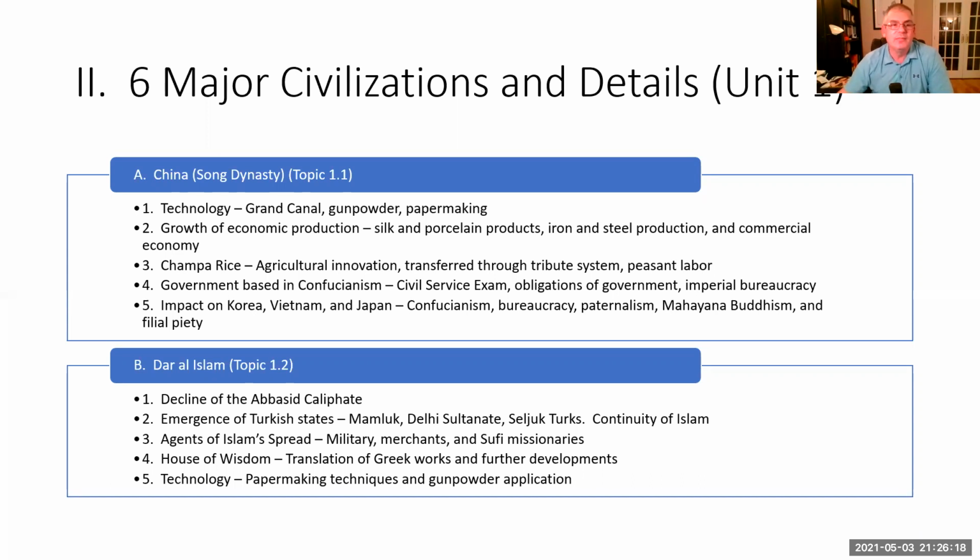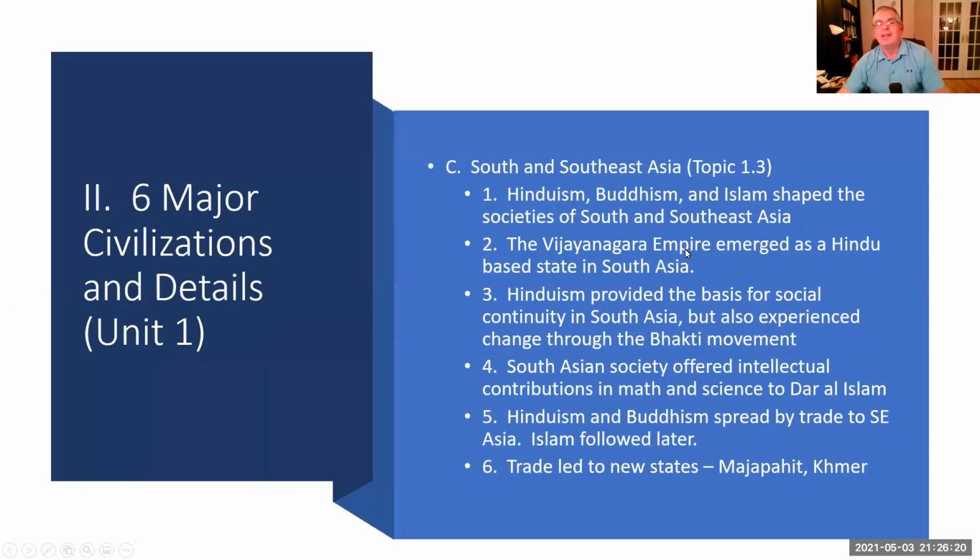Now, the next major civilization we want to look at is in South and Southeast Asia. One of the big things to understand is that there are three universal religions, Hinduism, Buddhism, and Islam, that shape the societies of both South and Southeast Asia. Hinduism is going to react in response to Islam's arrival. When Islam comes in with its devotion to Allah, what's going to happen is we're going to see this, that's coming up on number 3. I was going to say the Bhakti movement.